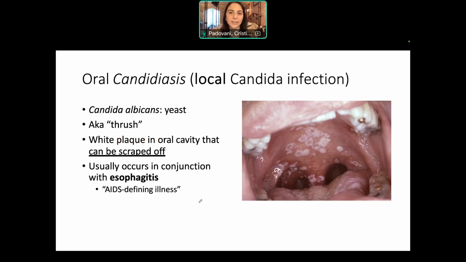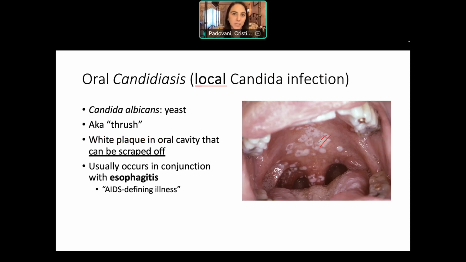All right, oral candidiasis. Like I said, this is a local Candida infection. Candida albicans is a type of yeast. If you see this presentation, this is called thrush or oral thrush. And how this differs from your oral hairy leukoplakia is that if you see this, you can scrape this off.